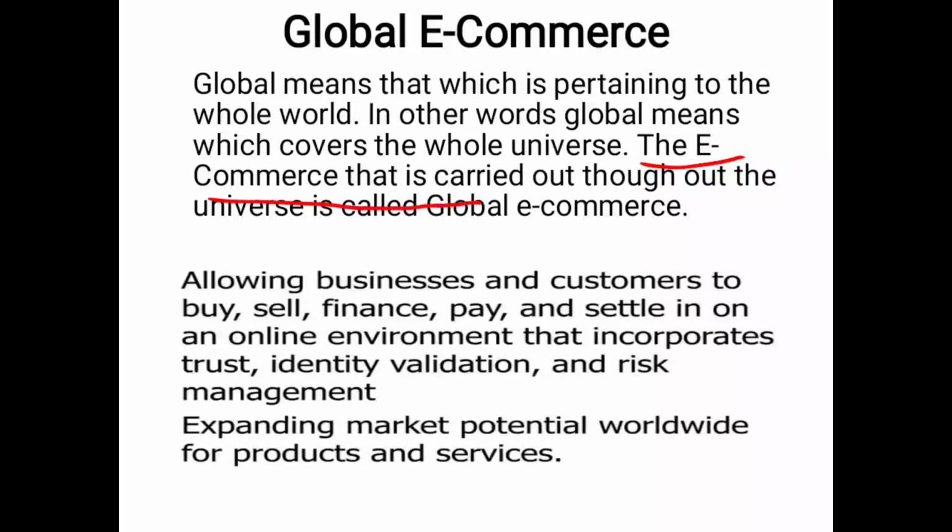The e-commerce that is carried out throughout the universe is called global e-commerce. So this is what global e-commerce is. In other words, we can say that it is allowing business and customers to buy, sell, finance, pay, and settle in an online environment that incorporates trust, identity, value, and risk management throughout the world, expanding market potentials worldwide for products and services. So expanding the market to the whole world, or buying, selling, financing, paying, and settling everything online in the whole universe is called global e-commerce.